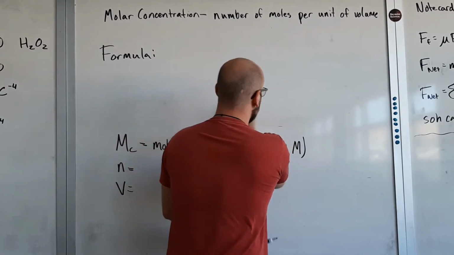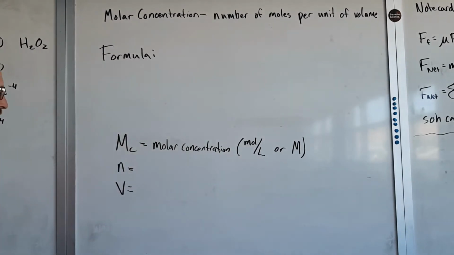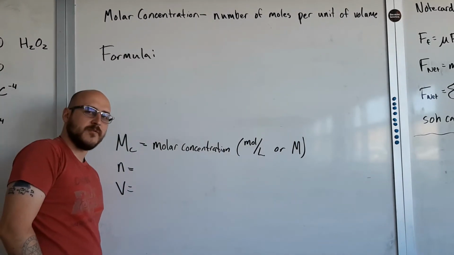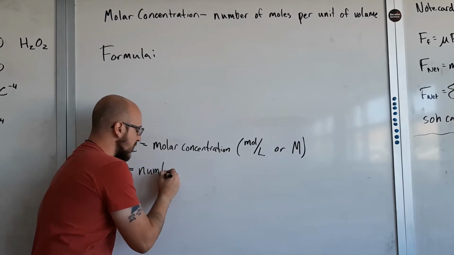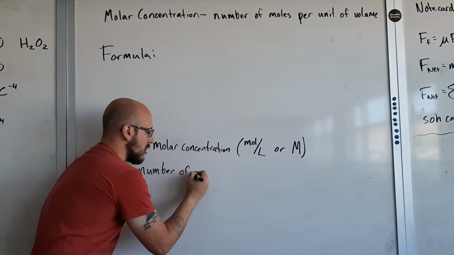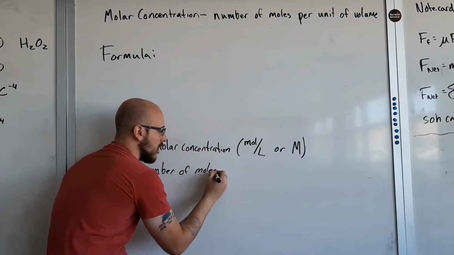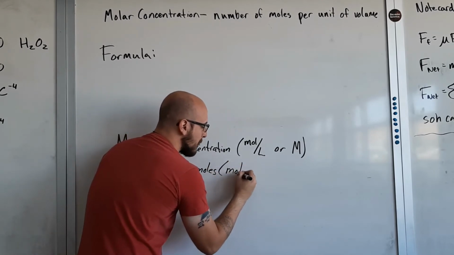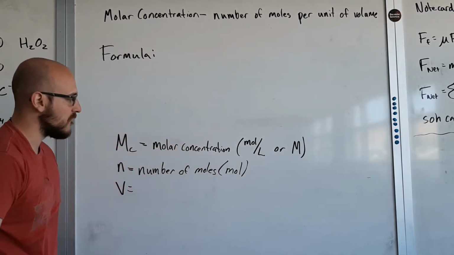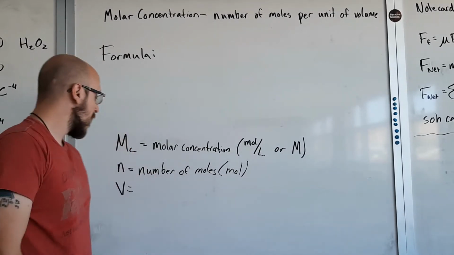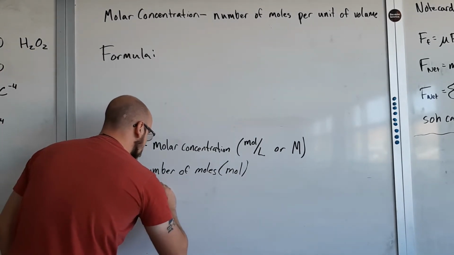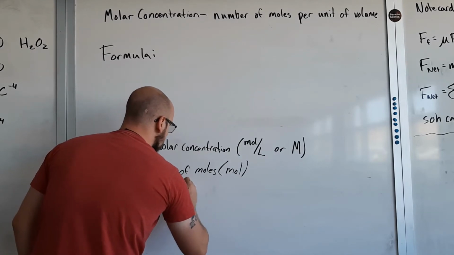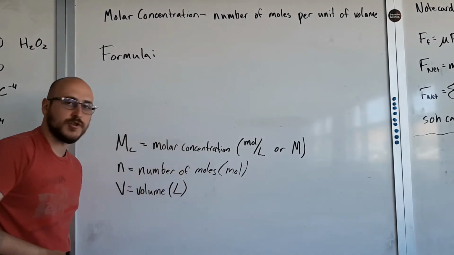All right, so the other thing, N, well, that's something we've seen before, isn't it? That would be our number of moles. How much stuff do we have? Which is measured in mol, M-O-L. Very creative abbreviation. And then volume is V. Volume is how much space we're taking up. Usually we're going to be measuring that in liters.